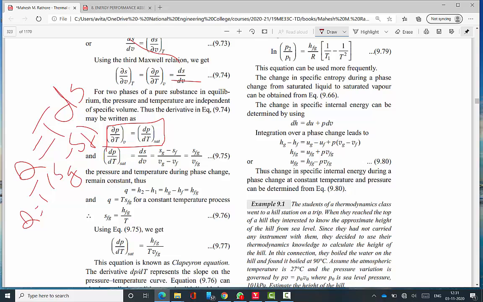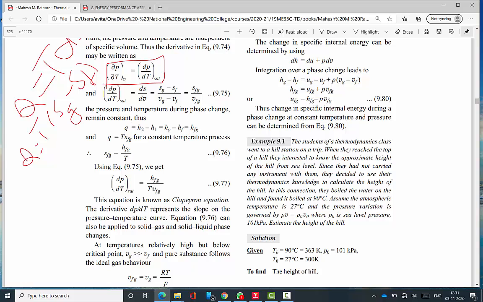Then dP by dT at saturation equal to hfg divided by T into Vfg. This equation is called the Clapeyron equation. In the next unit we will see PVT and PV curves, the Kachas curve, which are discussed in the fourth unit.